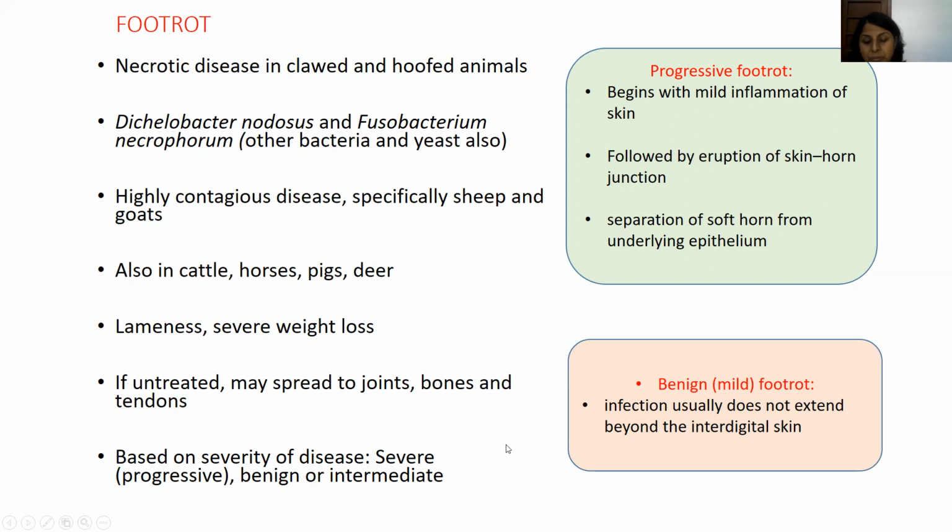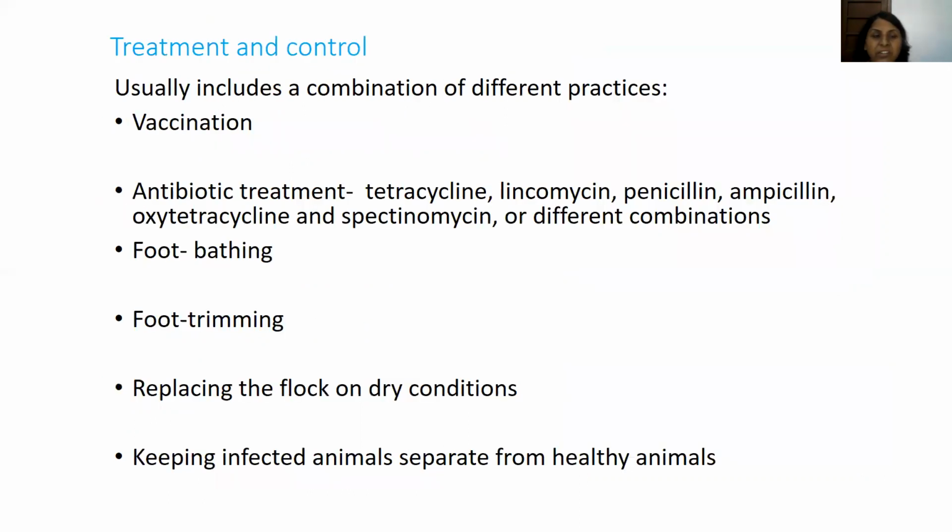And as told, on the basis of the severity, these can be severe, benign, or intermediate type of disease. Treatment and control includes a combination of practices like vaccination, antibiotic treatment, foot bathing, foot trimming, and replacing the flock on dry conditions, keeping the healthy animals separate from the infected animals.